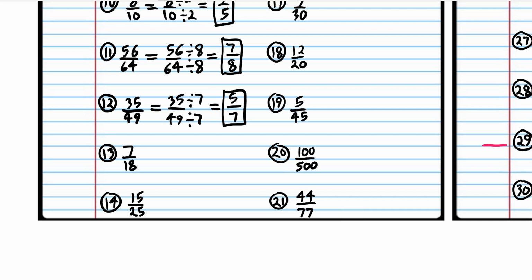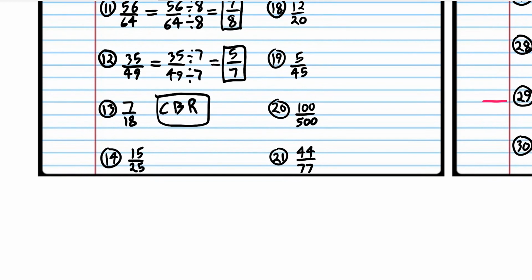7/18. Now this one is kind of a trick problem. You know why? Because this one can't be reduced. We can't reduce the numbers. We can't make them smaller anymore. So for this one, you say cannot be reduced. You can just put CBR. All right? But number 14, that one can be reduced.